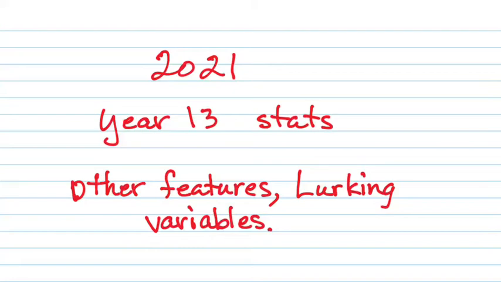All right, so today we're going to continue our look at some features and ideas that you need to be aware of when you're describing the data that you find in your bivariate exploration. Today we're going to be talking about other features, specifically groups, and then we're also going to talk about what are called lurking variables. And both are pretty easy ideas.